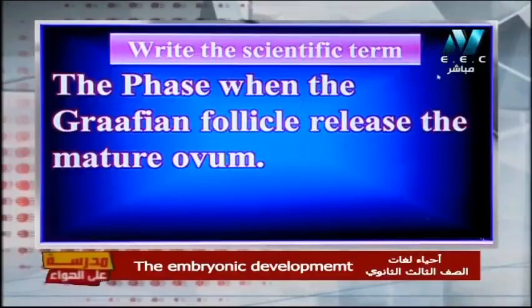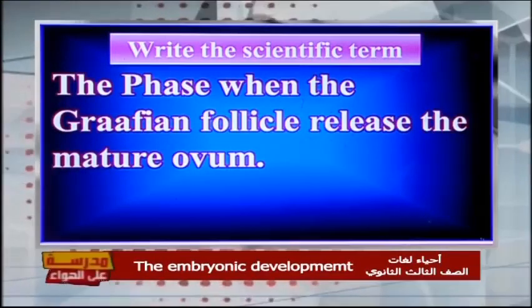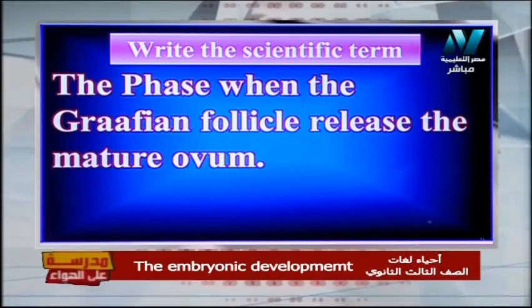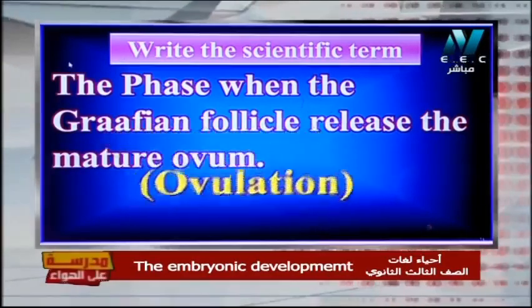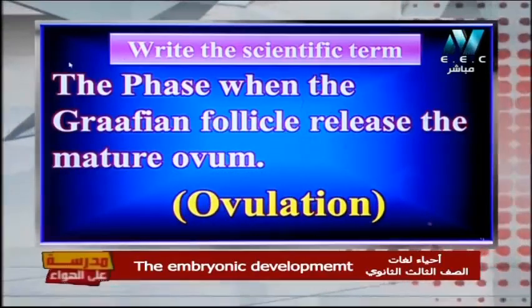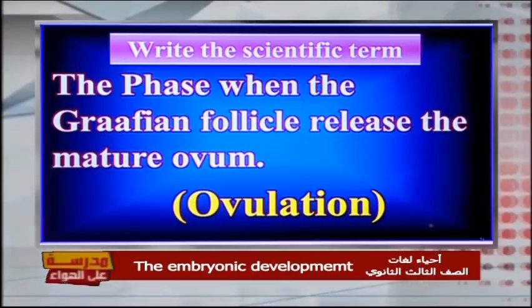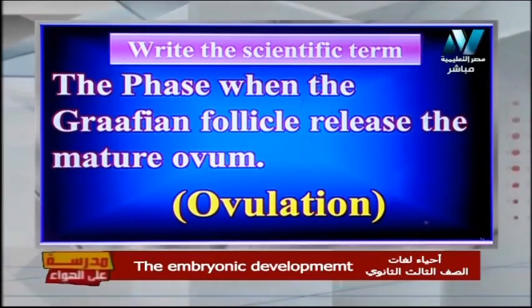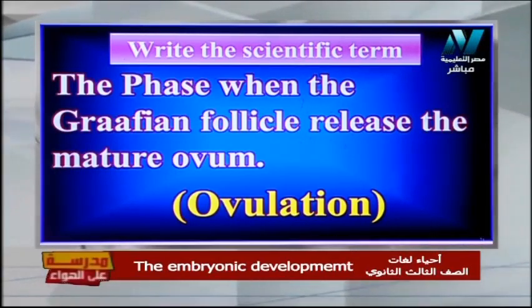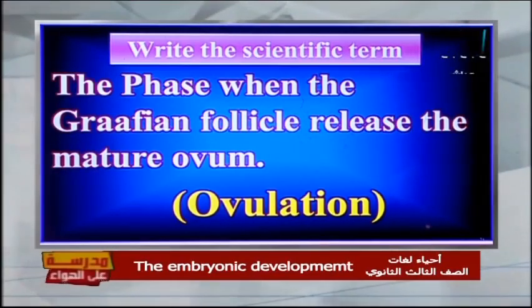The phase when the graafian follicle releases the mature ovum, we call ovulation. And this is what we said is due to the action of LH hormone secreted from the pituitary gland that stimulates the graafian follicle to release the mature ovum, or to release the secondary oocyte, and change into corpus luteum, which is responsible for the secretion of the progesterone hormone.